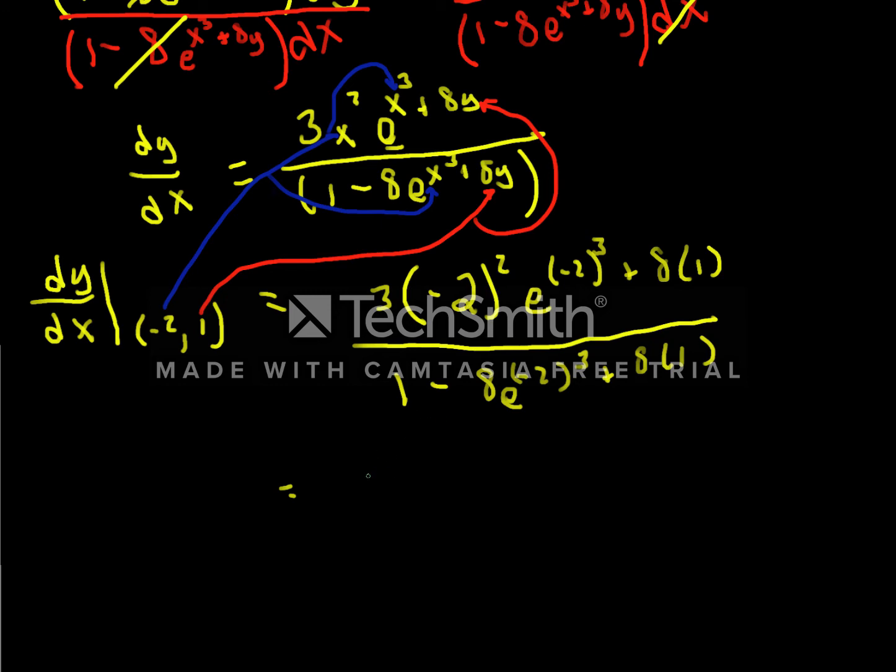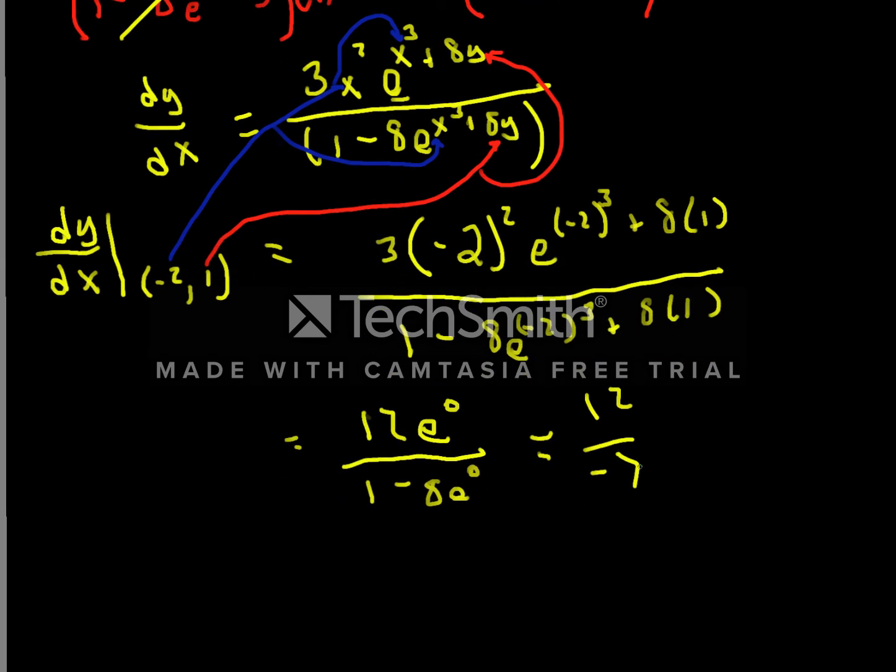Which is equal to, so negative 2 squared is 4, times 3 is 12. E to the, so this is negative 2 cubed, giving me negative 8. And I'm going to add 8 to it, so the exponent there is a 0. All divided by 1 minus 8, and for the same exact reason, e to the 0. E to the 0 is 1, so this is 12 over minus 7.